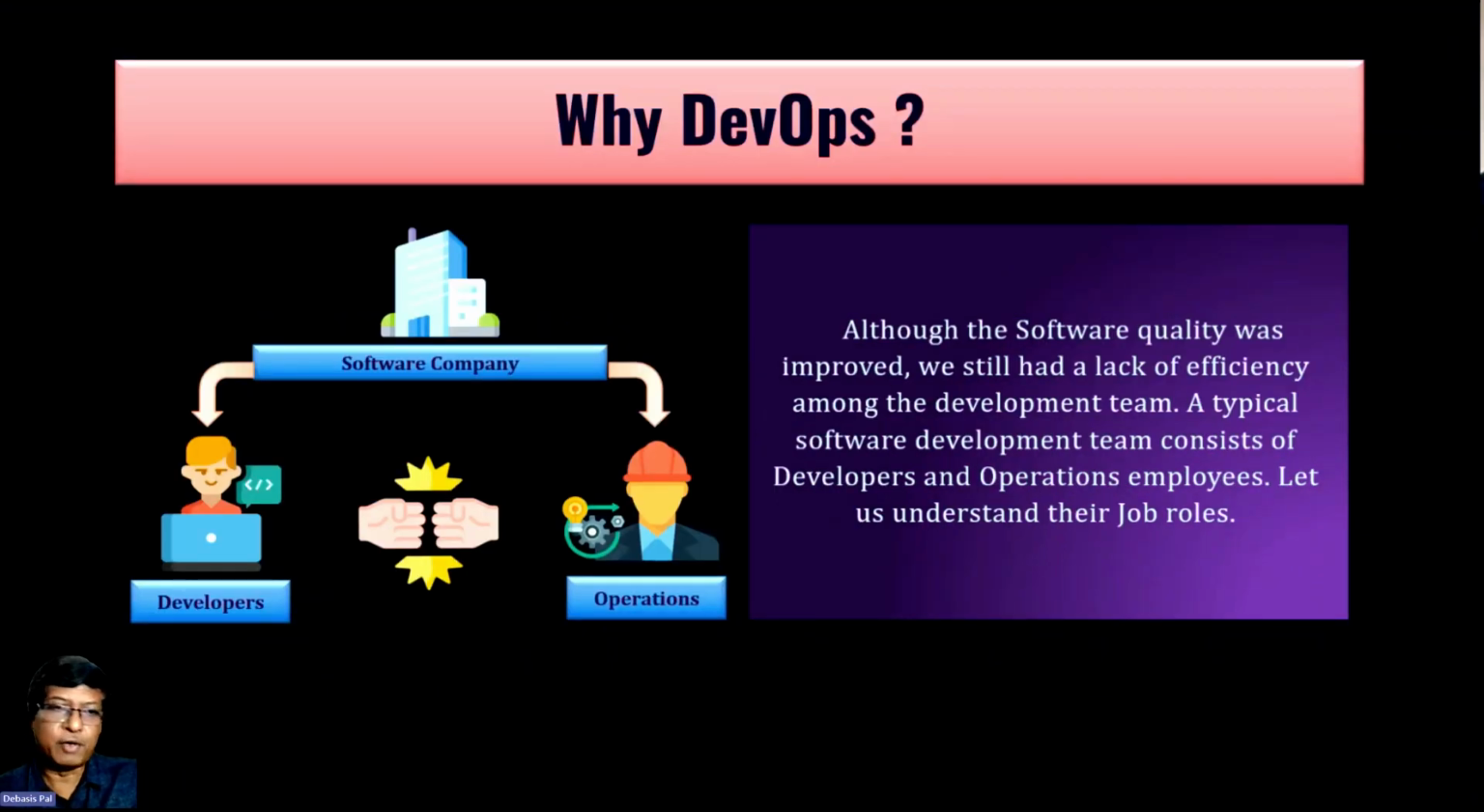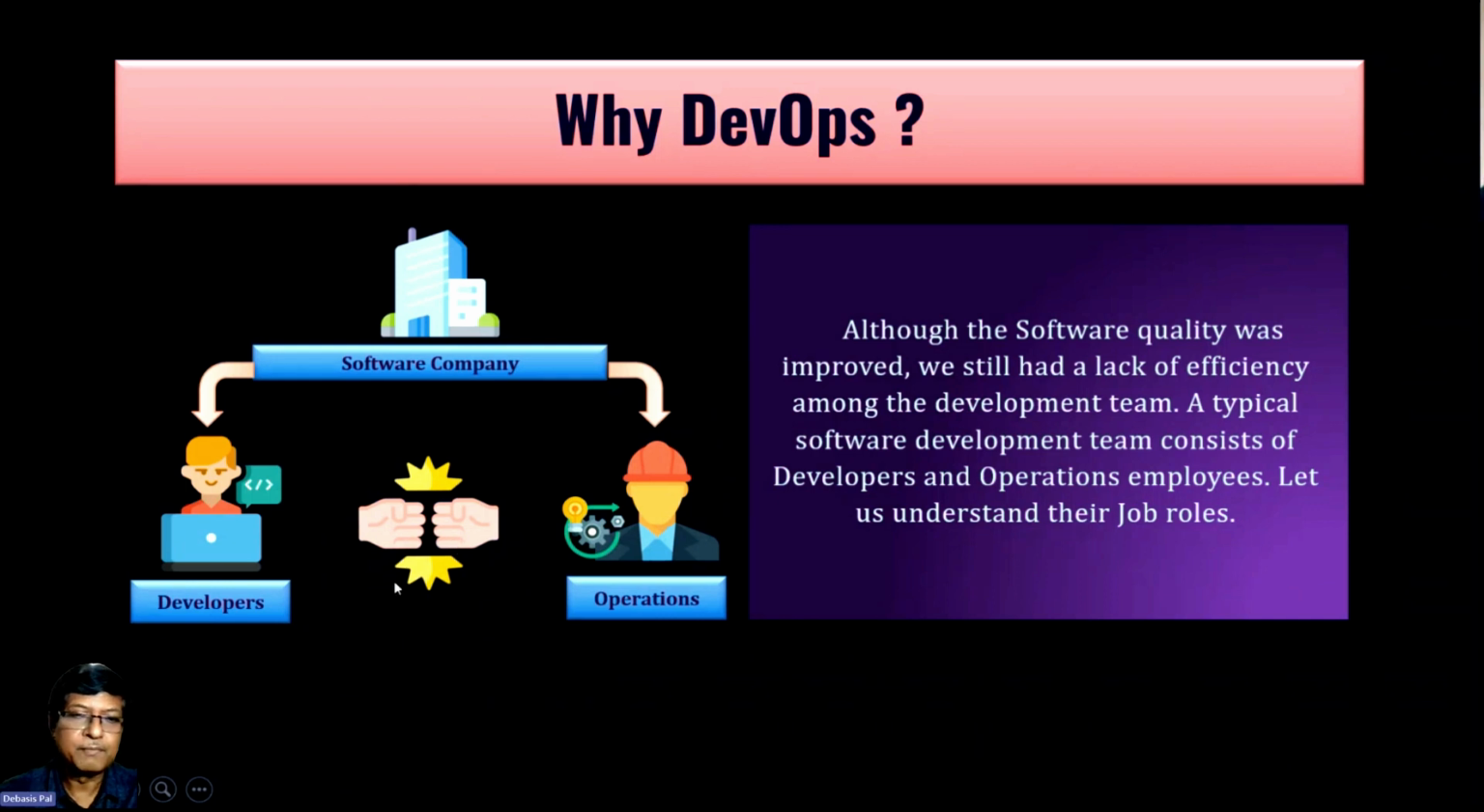Why then DevOps? So this is the developers and the operations team. They are the two pillars of an organization, of a software company, an IT company, you can say, or any company who has an IT department. They will have developers, they will have an operations team. And of course, this operations team will also have the quality assurance team, where you have the testing team. But can you see this picture? There is a fight.